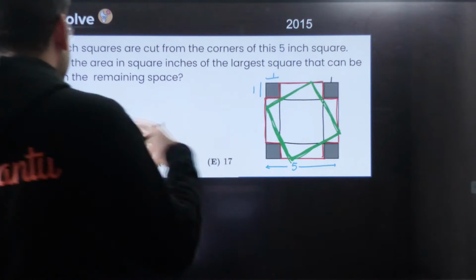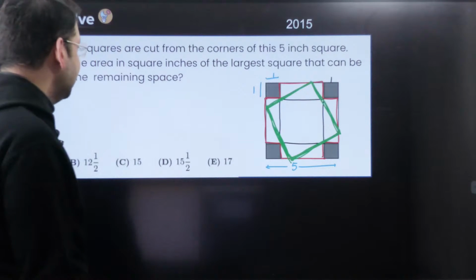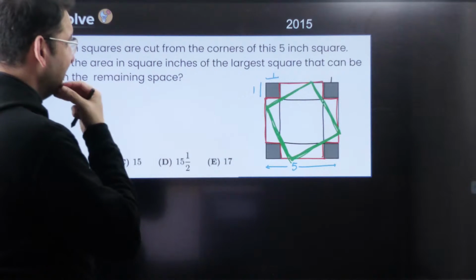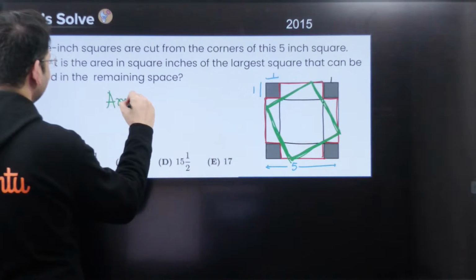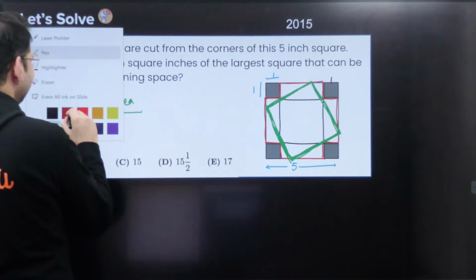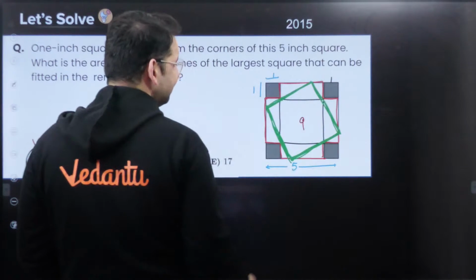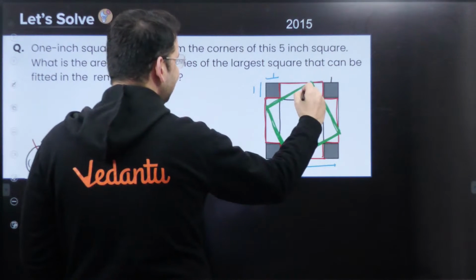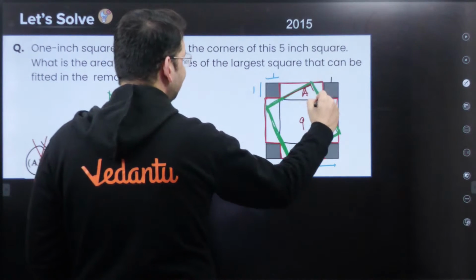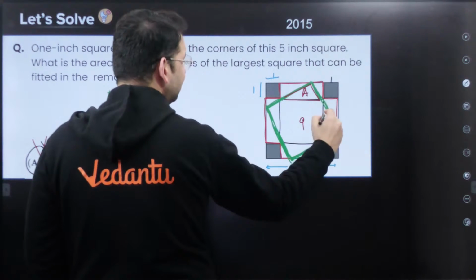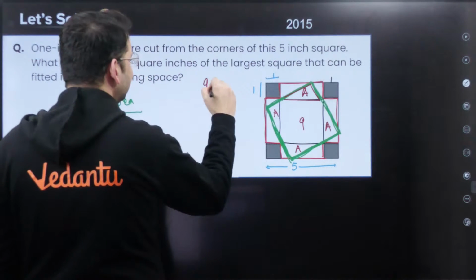So again, there are a lot of methods. You can try similar triangles, congruent triangles, but the best method जो मुझे लगता है यहाँ पे, again, the concept of area. देखो, can I say this is 9 clearly? So this triangle is A. If I assume this triangle area to be A, so this is also A, this is also A, this is also A by symmetry. So answer is 9 plus 4A.